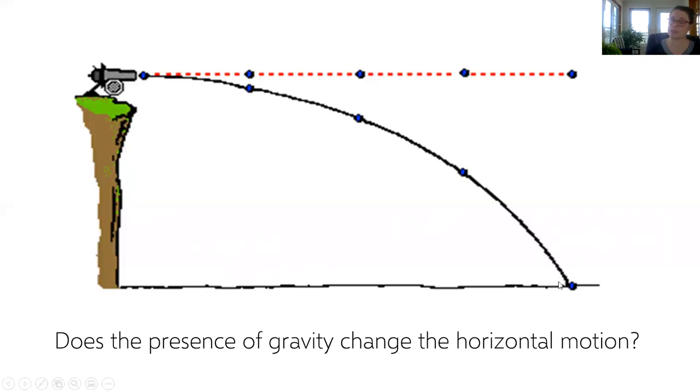Now, the question I've presented on this slide is, does the presence of gravity change the horizontal motion? In other words, is there any horizontal acceleration or deceleration? Is there a change in horizontal speed because of gravity? Think carefully about that, and I want you to think about which direction gravity changes the motion of. You'll have the answer within 2 slides.